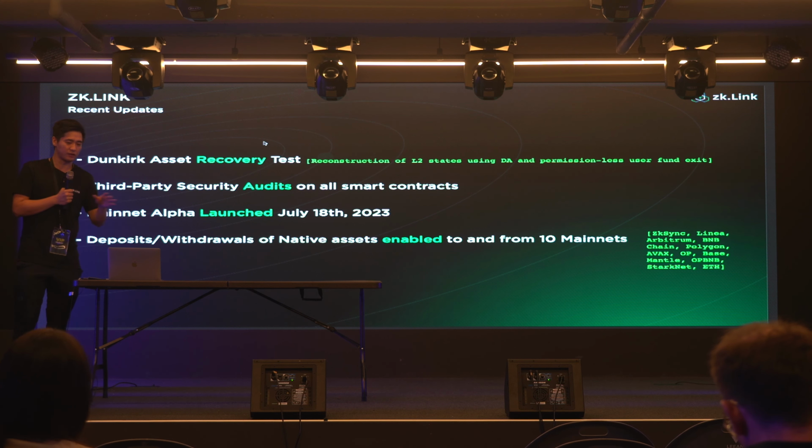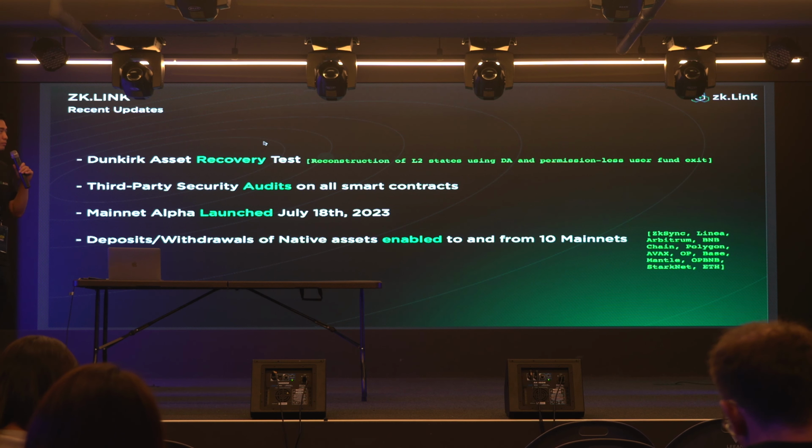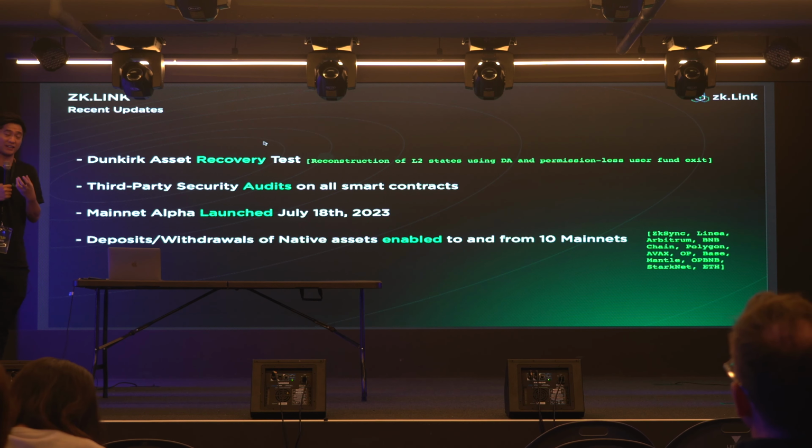So these are some of the important steps and milestones we achieved over the past few months. We have performed the first Dunkirk asset recovery test. This is a very important concept for the zk-rollup setting, because people always talk about why rollups are safe: they can use the DA to restore the layer 2 state, so no matter what happens, users will be permissionlessly able to exit and recover their funds. To my knowledge, zkLink is the first team to perform this asset recovery test in a real use case.